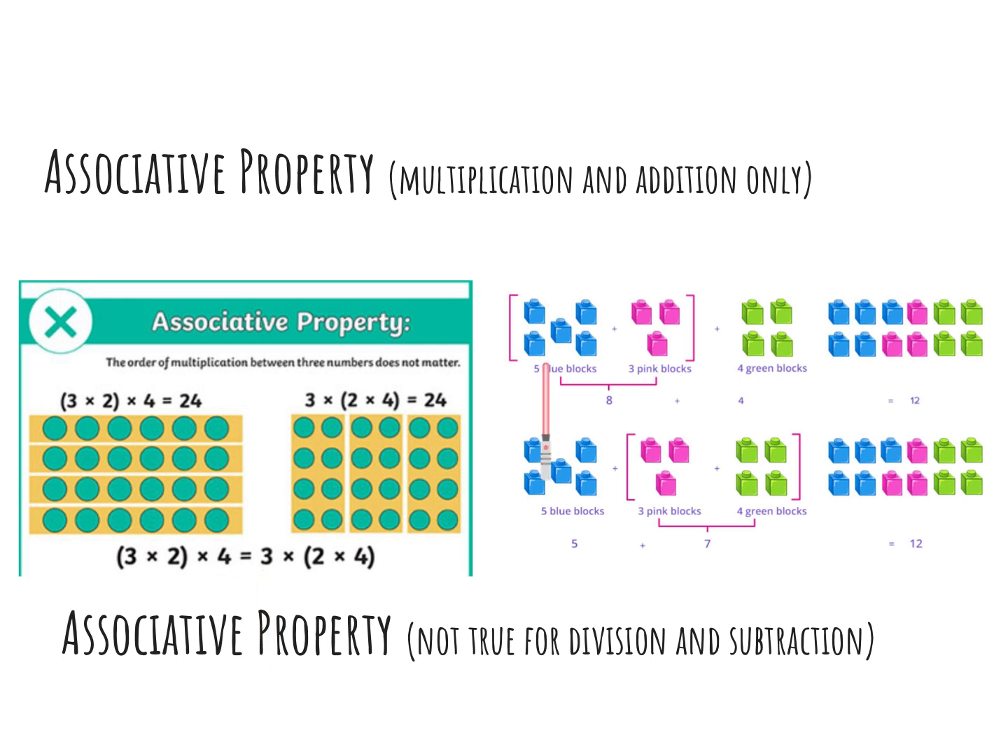You can take a look at this blocks example to think about how it works for addition. We have blue blocks, pink blocks, and green blocks. If we add up the blue and the pink first, we get 8, and then we can add 4 more, and we get 12 blocks. We could also add our pink and green blocks together first, then add our 5 blue blocks, and we still get 12. The associative property works for multiplication and addition, but it does not work for division and subtraction.